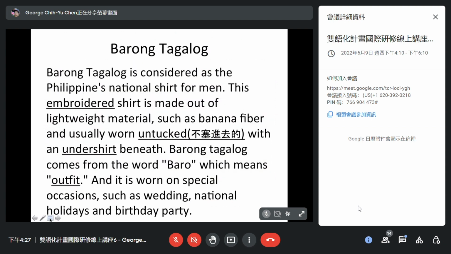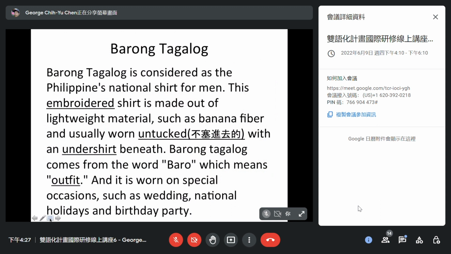Next, we see another example that is made out of banana fiber. It's called Barong Tagalog. Barong Tagalog is considered the Philippines' national shirt for men. And this embroidered, which means 刺绣的, shirt is made out of lightweight material, such as banana fiber. And they're usually worn untucked. Untucked, I give you a Chinese definition, 不塞进去的.